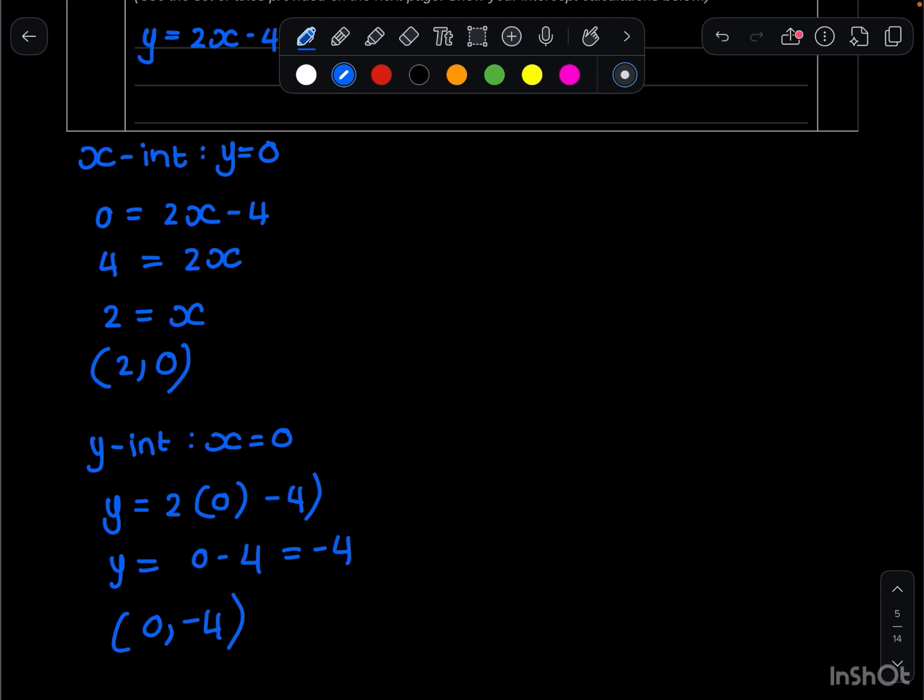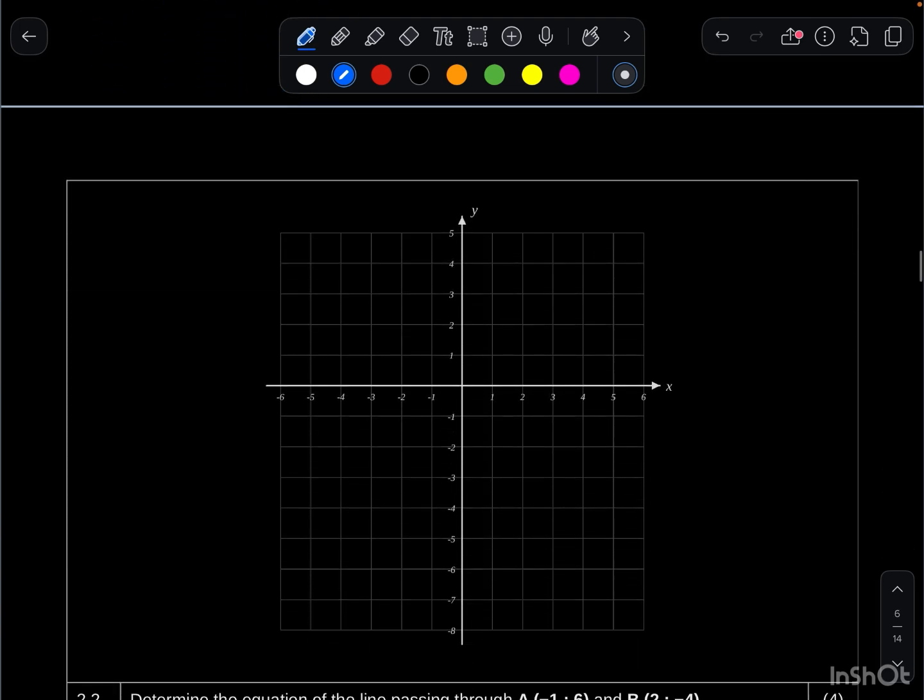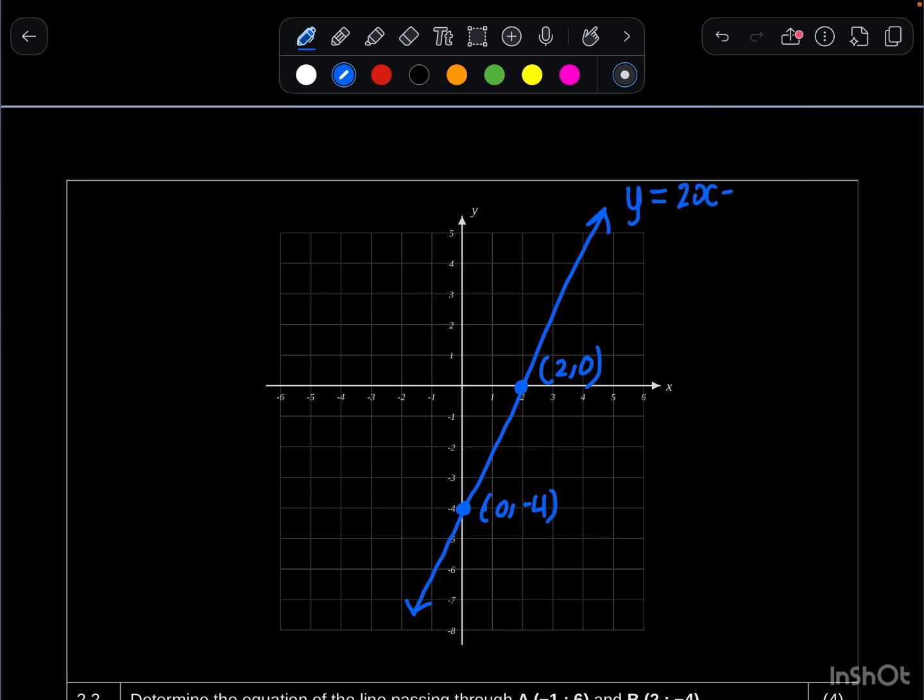So we've got (2, 0) and (0, -4). So there's the (2, 0). And then the other one is (0, -4). Then you'll have to just forgive me, I don't have a ruler, so I'll draw this as straight as I can. Basically, just putting your ruler between these points and drawing a line between them. And then let's label what we can. So we've got (0, -4). We've got (2, 0). And this is the line y is equal to 2x minus 4.